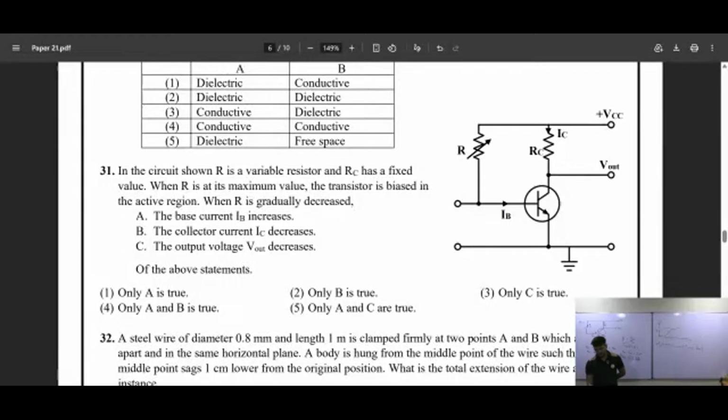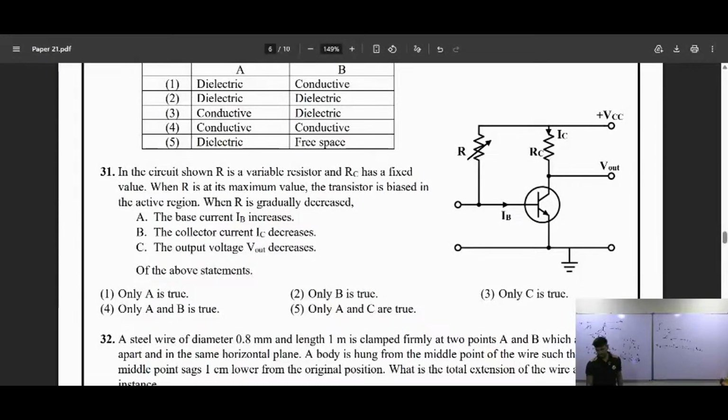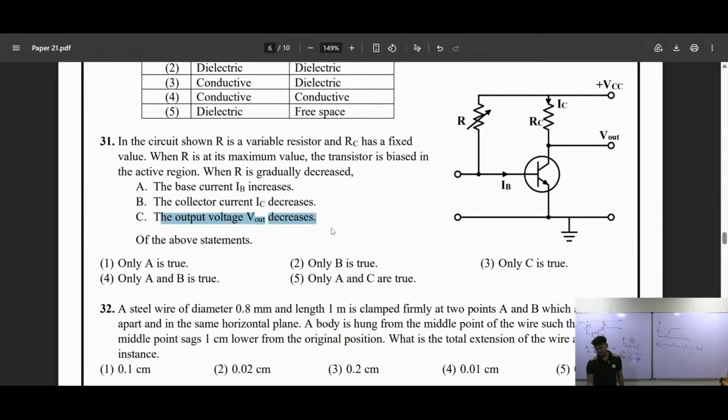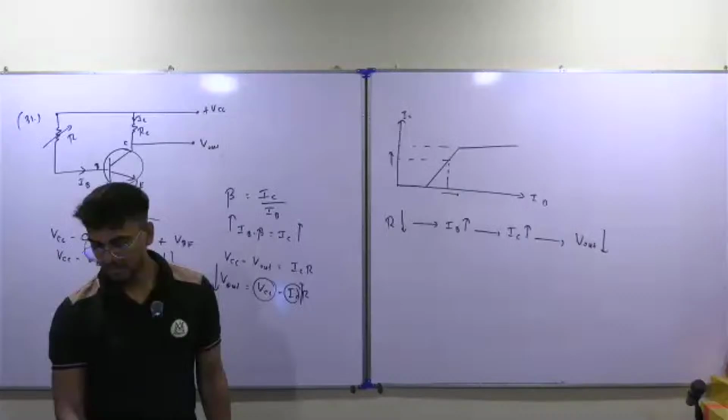Now, when R gradually decreases, the base current will increase. The first one is correct. Collector current will decrease? Wrong. Collector current will also increase. The output voltage will decrease, that is correct. So A is correct, C is correct. So the answer is the fifth one: only A and C are true.